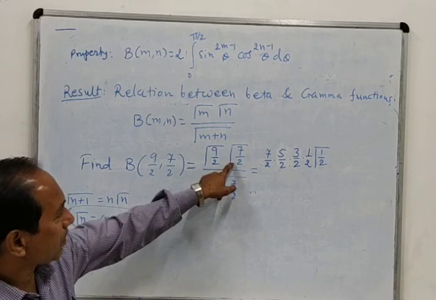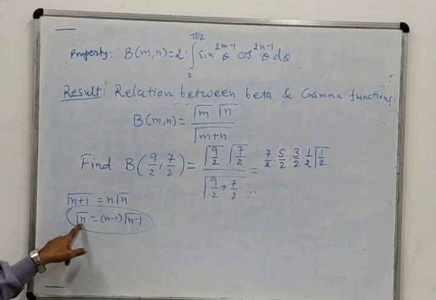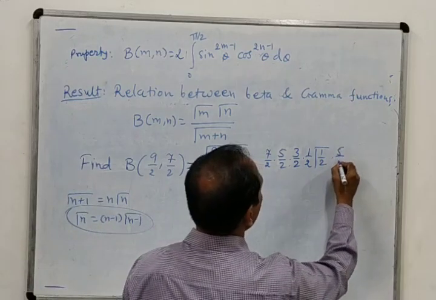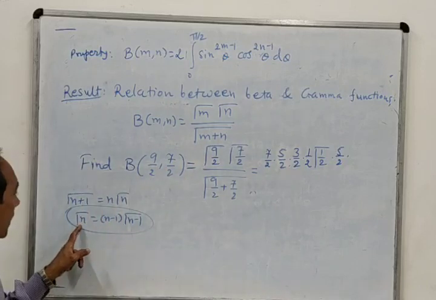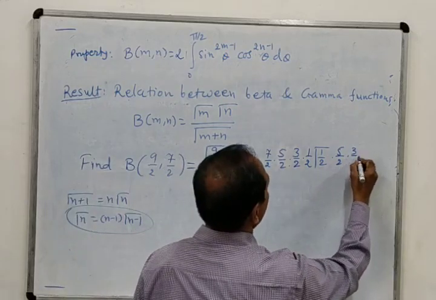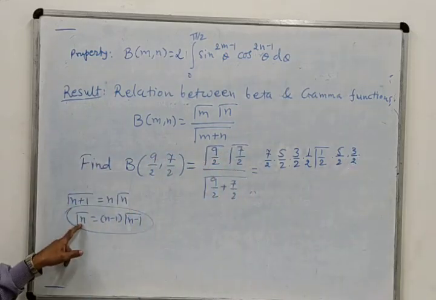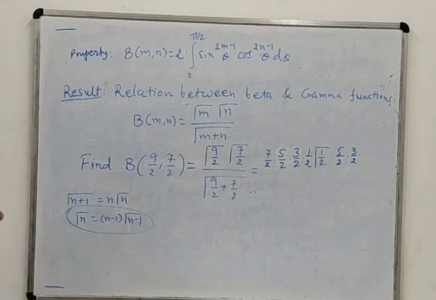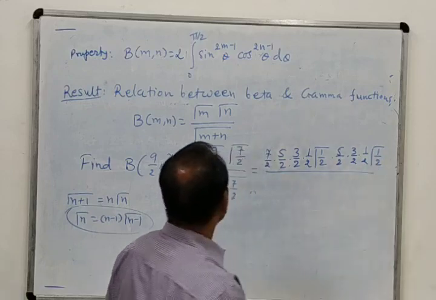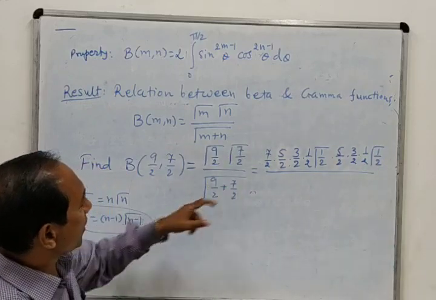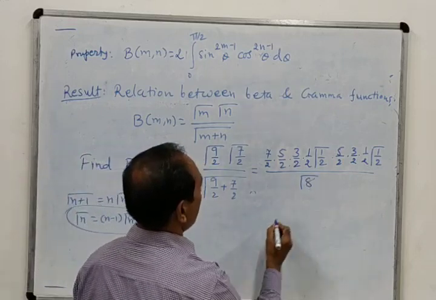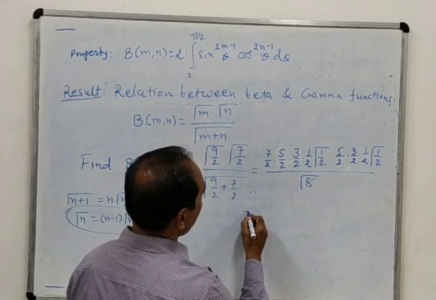Then gamma 7 by 2 has the value; we will use this formula. N equals 7 by 2, 7 by 2 minus 1, that means 5 by 2, into gamma 5 by 2. But gamma 5 by 2 again has the value 5 by 2 minus 1, that means 3 by 2, into gamma 3 by 2. But gamma 3 by 2 again has the value 3 by 2 minus 1, 1 half, into gamma 1 half. And divided by here, 9 plus 7 is 16, 16 by 2, that means 8. So what will happen now?